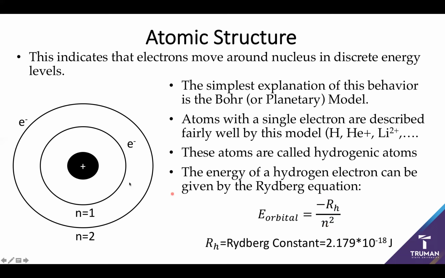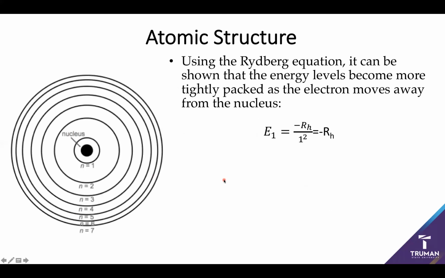So what we find is that the electron will be most happy at a low energy level and decreasingly happy the further out I go. And using this Rydberg equation, what we can show is that the further away I move from the nucleus, the more the energy levels become tightly packed. Because again, as I move fairly far away, I'm already far away from my nucleus. What's a little bit further?